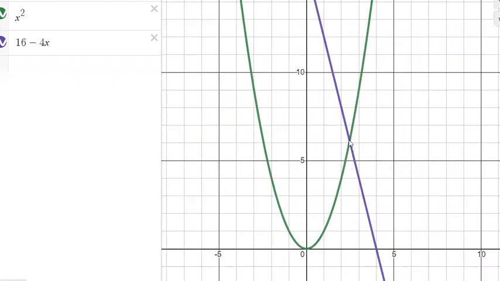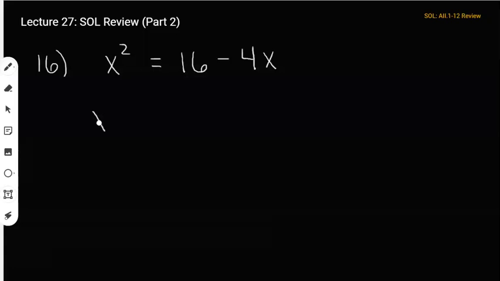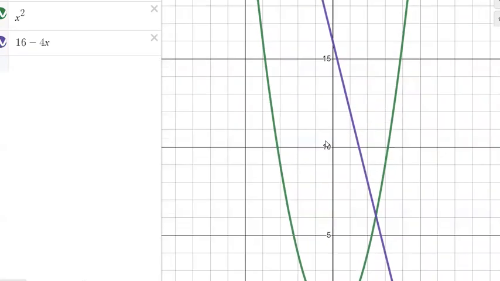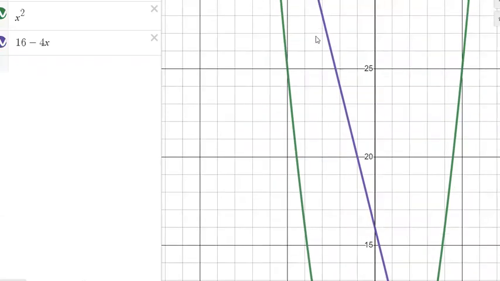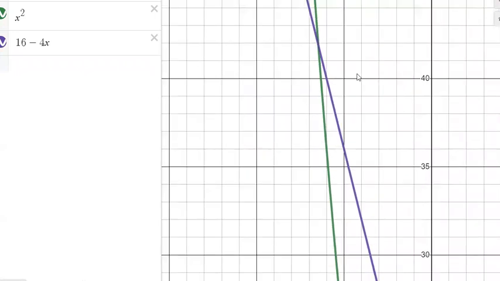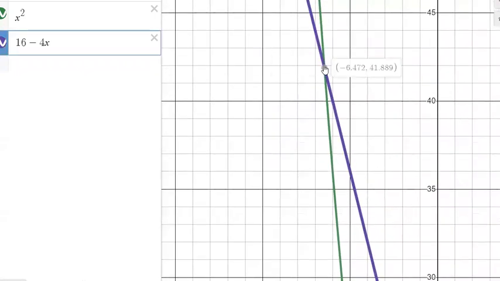They cross once down here, 2.472. So x is going to equal 2.472. But also, where else do they cross? They're going to cross up here probably, right? So if I scroll over here enough and I click on the point, I get negative 6.472.